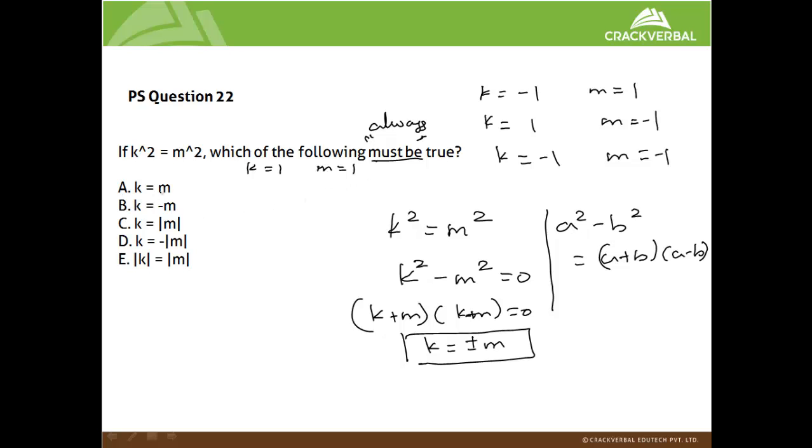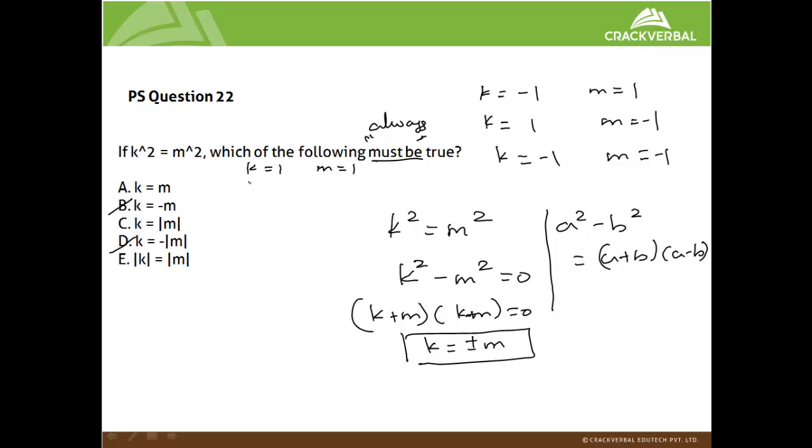So k is equal to 1 means m is equal to 1, so answer option A works. But answer option B, k is equal to minus m: k is 1 and m is 1, no, it's not working, so eliminate. Next, k is 1 and m is 1, yes, makes sense. Then k is equal to 1 and m is equal to minus modulus of m: again it's negative, so you put 1 here, m comes as minus 1, which is not possible. Answer choice E, k is 1 and m is also 1, so that makes sense. So answer choices E, C and A hold for k is equal to 1 and m is equal to 1.